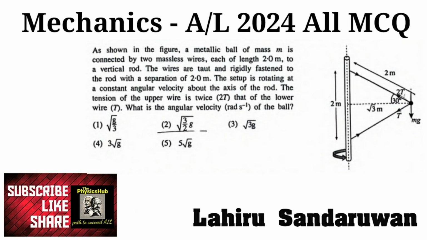Question number 11. As shown in the figure, a metallic ball of mass M is connected by two massless wires, each of length 2 meters, to a vertical rod. The wires are taut and rigidly fastened to the rod with a separation of 2 meters. The setup is rotating at a constant angular velocity about the axis of the rod. The tension of the upper wire is twice that of the lower wire. What is the angular velocity of the ball?